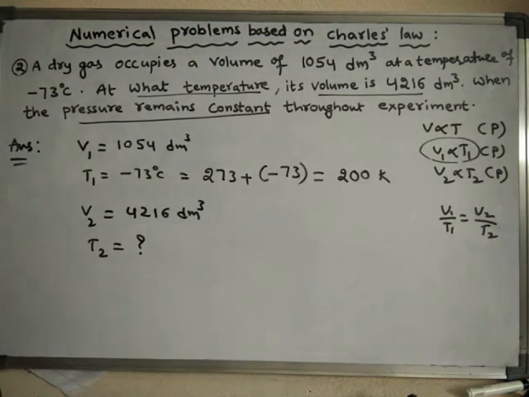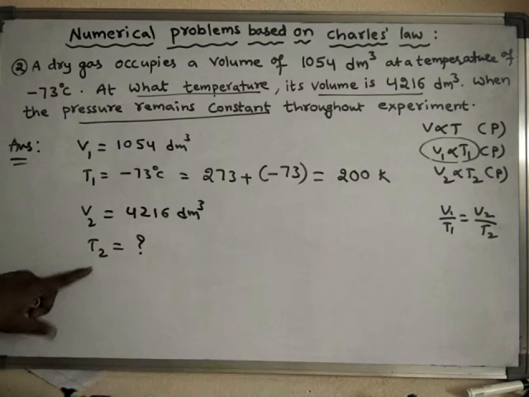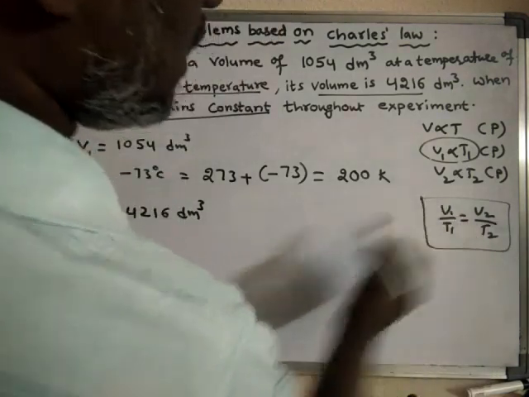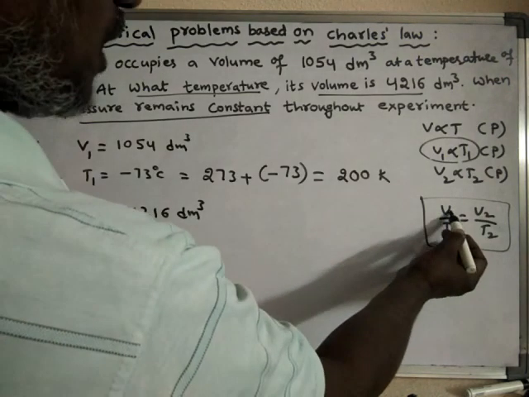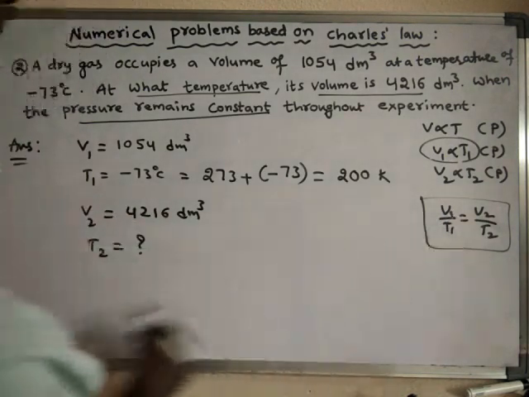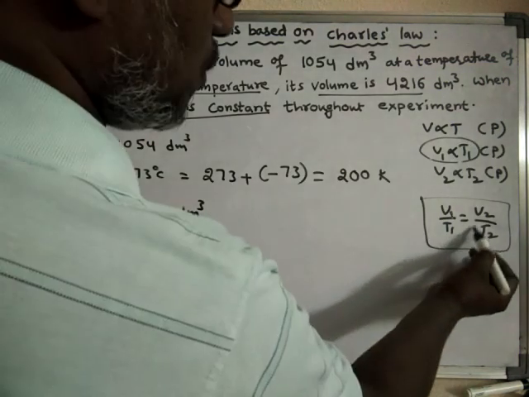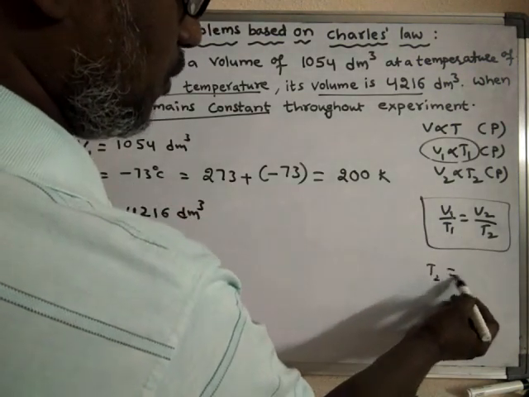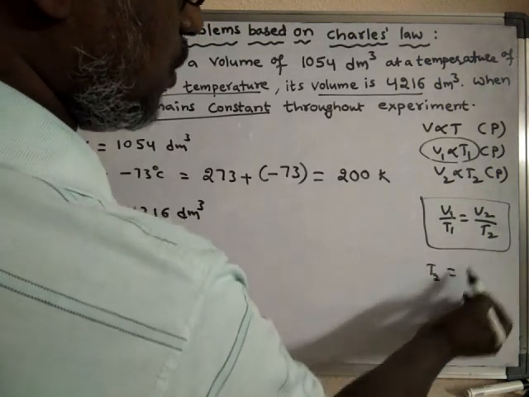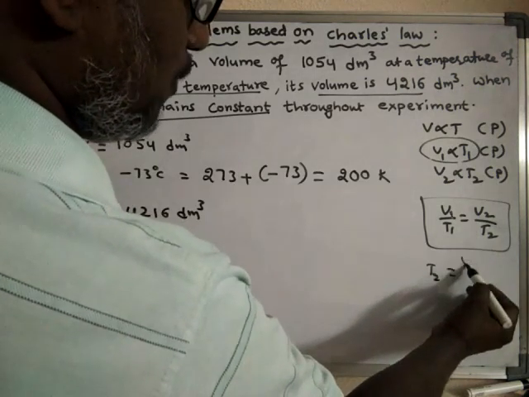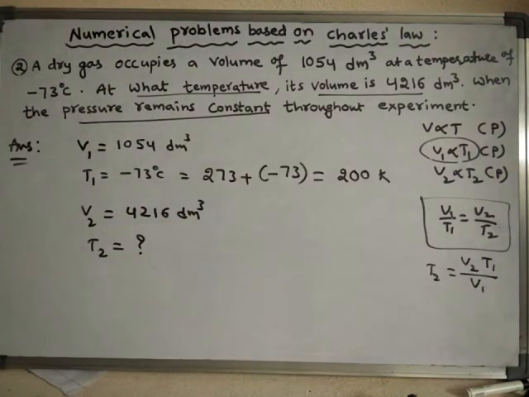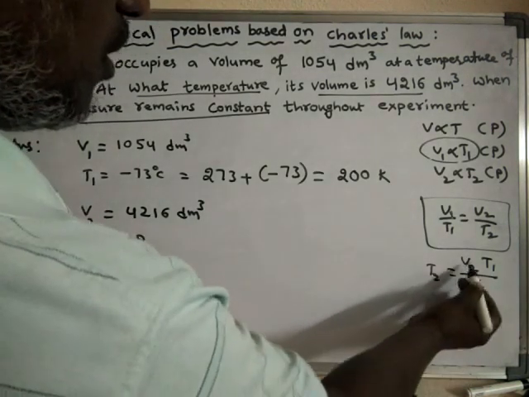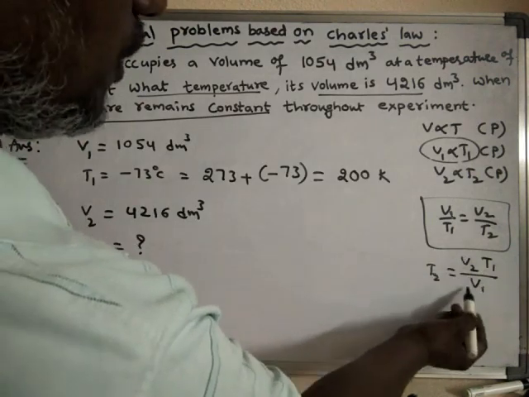Now we will find out the value of the final temperature with the help of Charles' law equation. According to Charles' law, this is the equation. So how to find the T2 value? Upon rearranging, T2 is equal to V2 T1 by V1. These values we know, so upon substituting these values.